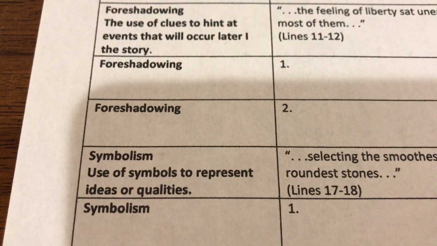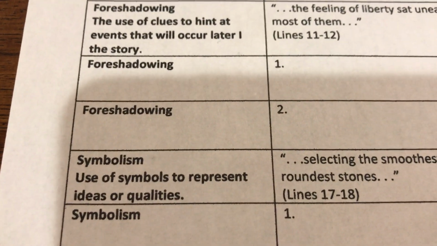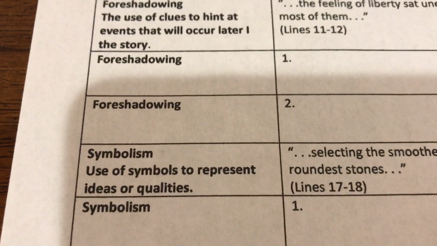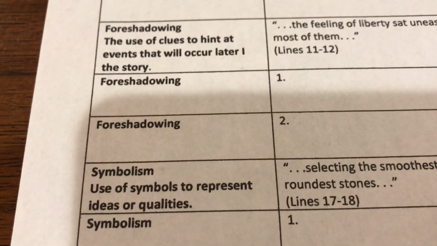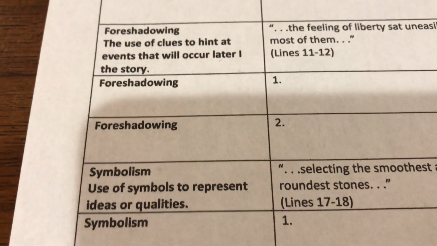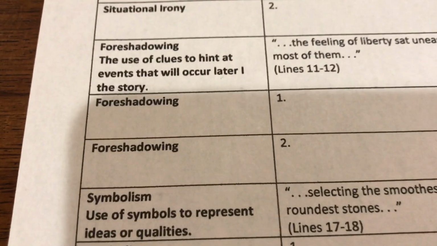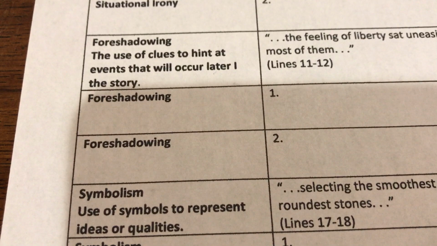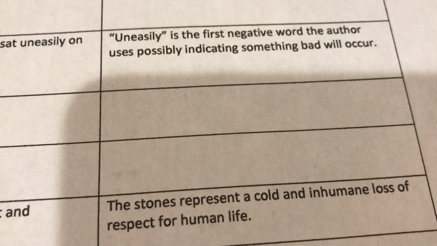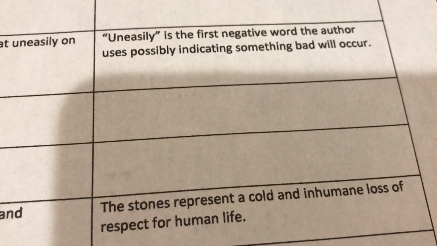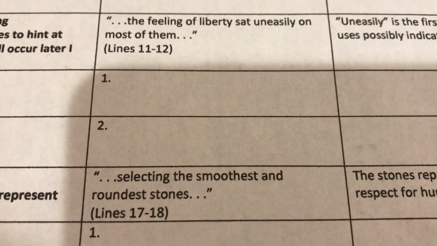It's those words, like "uneasily," or any word like that where you can sense that something is wrong or that people are worried or concerned. That's foreshadowing. So those are the kind of clues you're looking for. And then you would just explain over here what word gave you the indication something bad was going to happen within the quote that you provide.